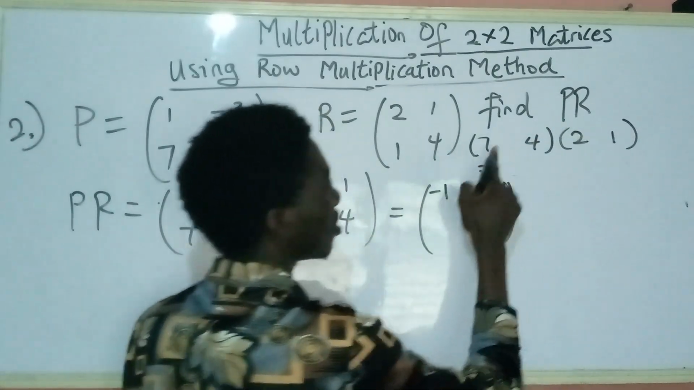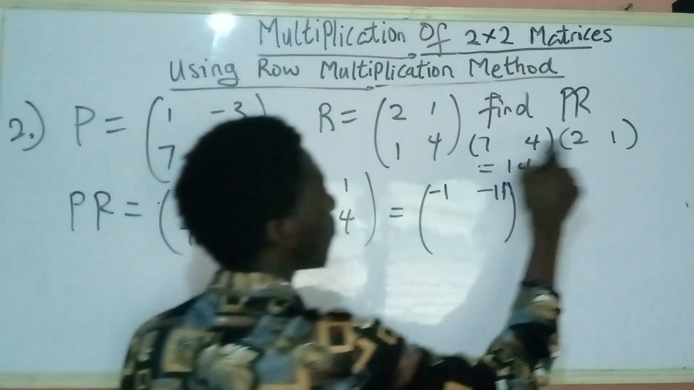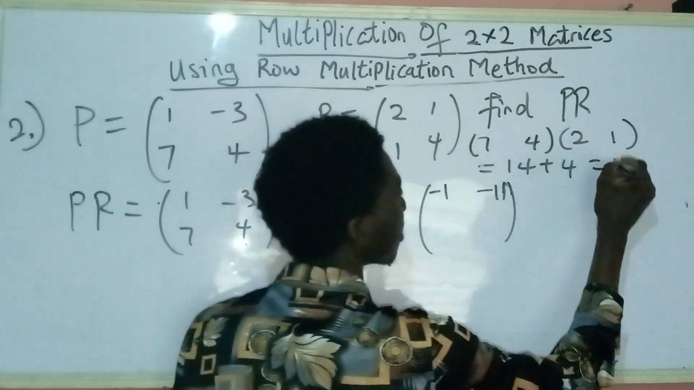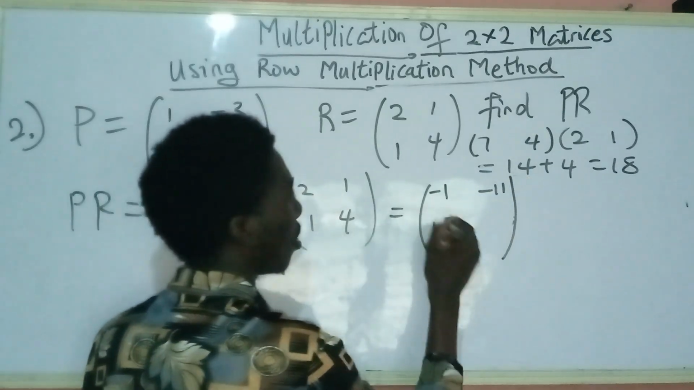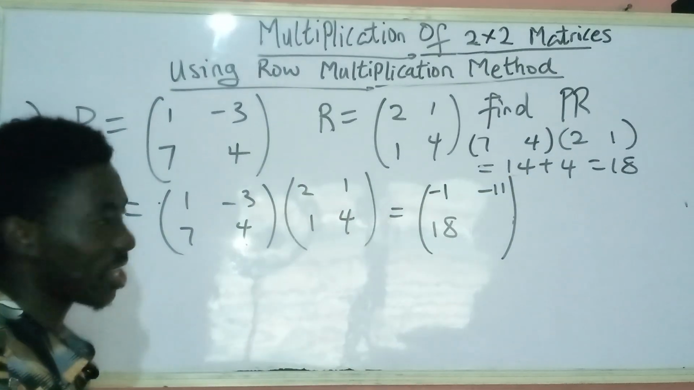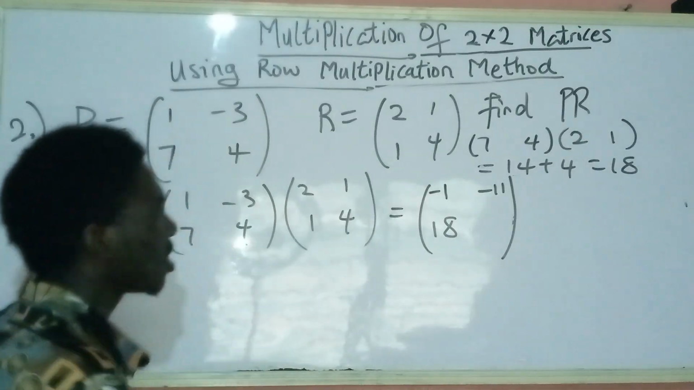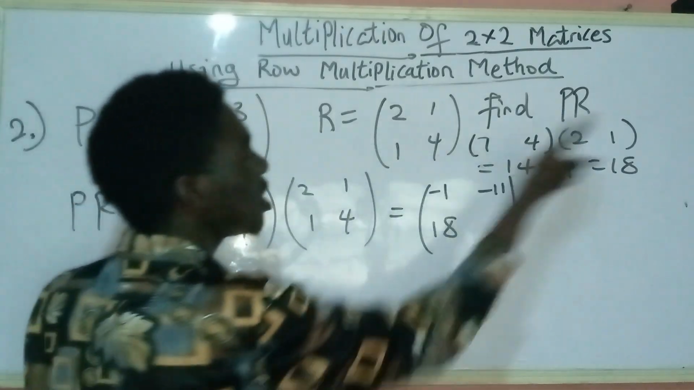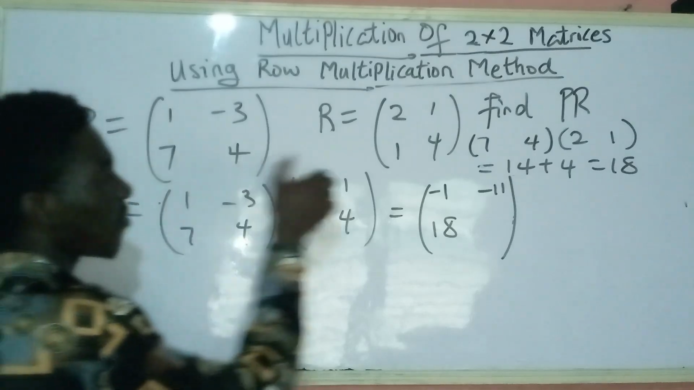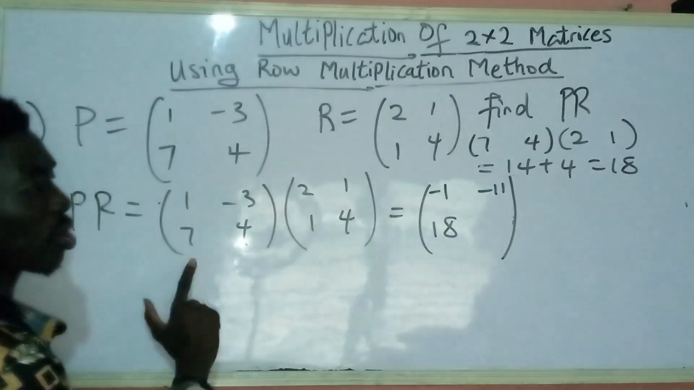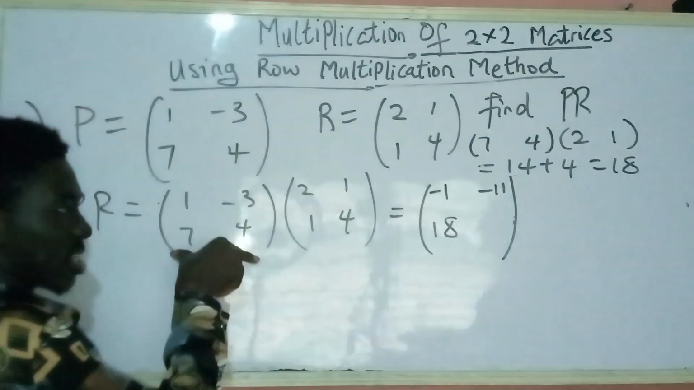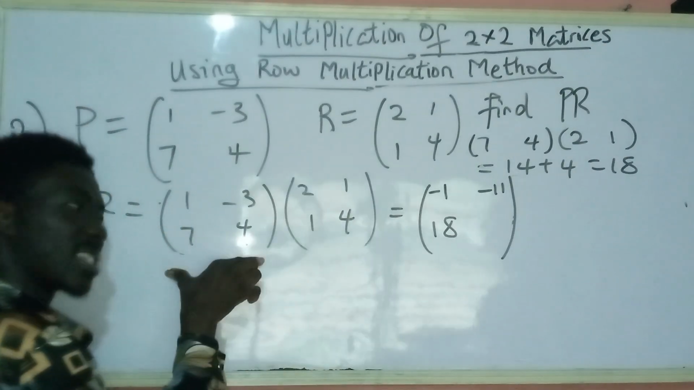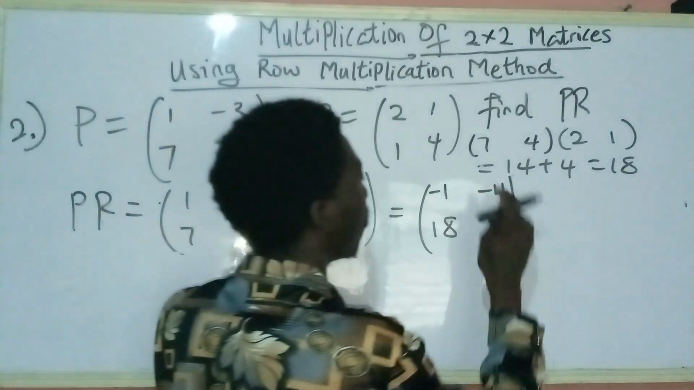7 times 2 is 14. 4 times 1 is 4. Plus, that gives us 18. We are 18. Can you see that each row is giving us each new row? So each row gives us a new row. The second row gives us the new second row. Do you get it? So we have 7 and 4, 2 and 1. Then next we want 7 and 4, 1 and 4.